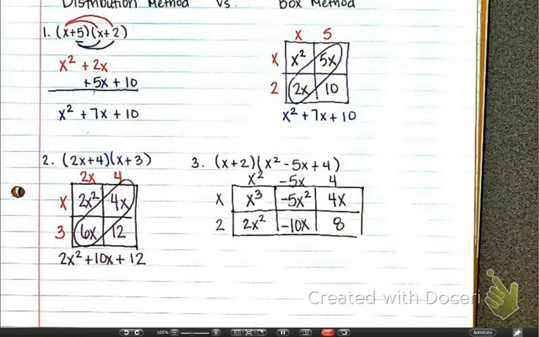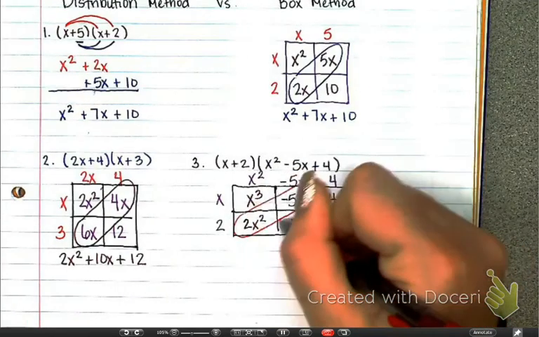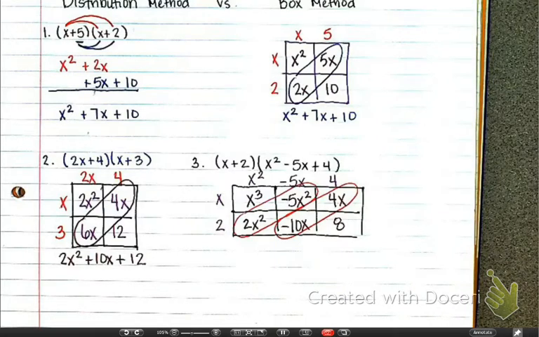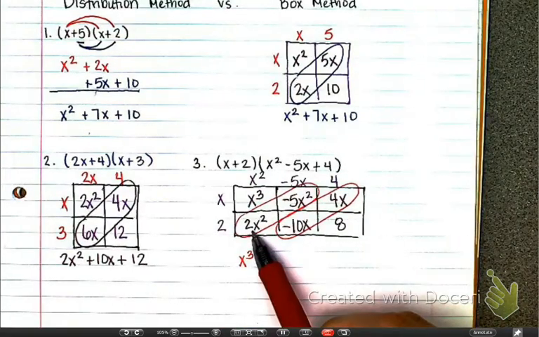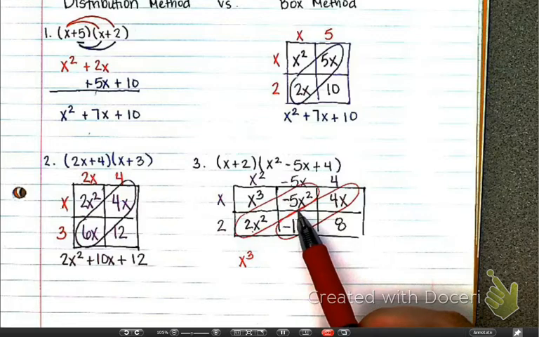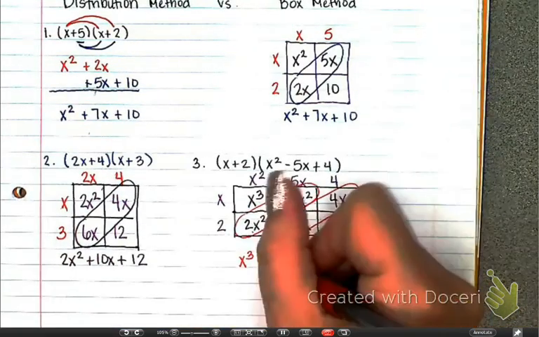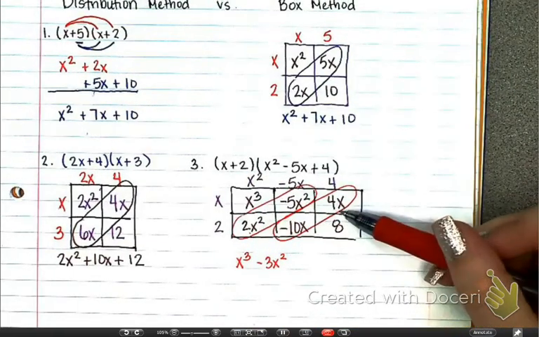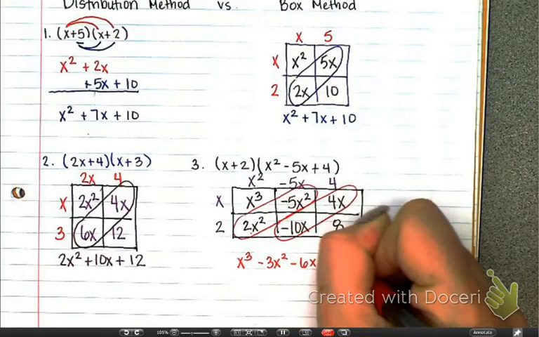Do you see your like terms? Do you see that they're in the diagonals? So your like terms, if you have any, will always be those diagonals. X to the third, I have nothing to combine with. 2x squared minus 5x squared is what? 2 minus 5. Negative 3, and then x squared. Negative 10 plus 4. Negative 6x, and then I have my 8 at the end.